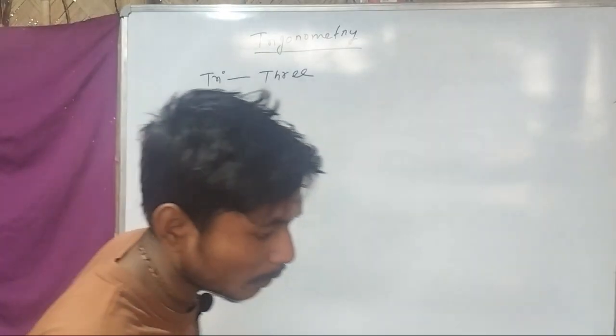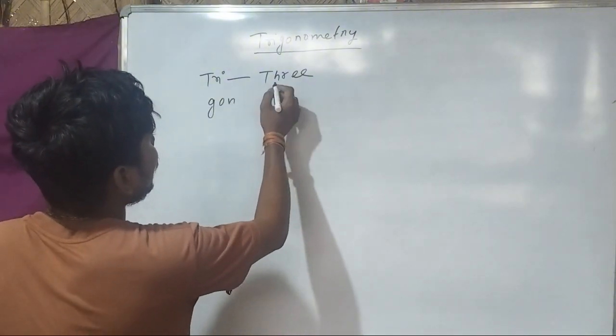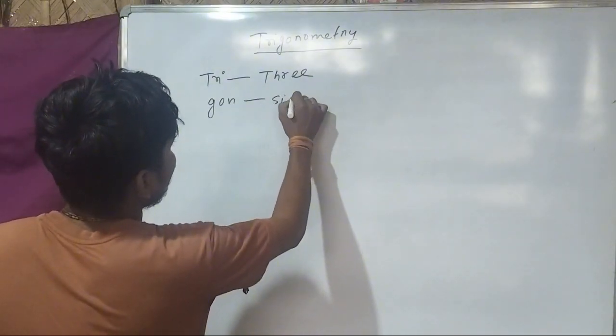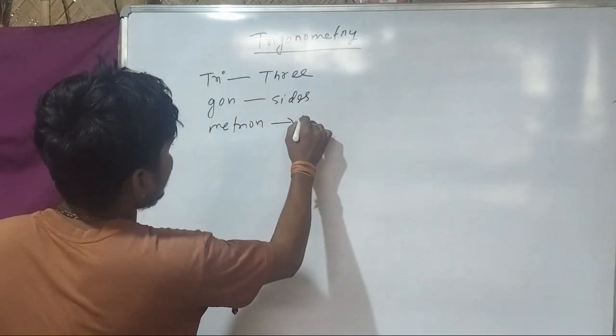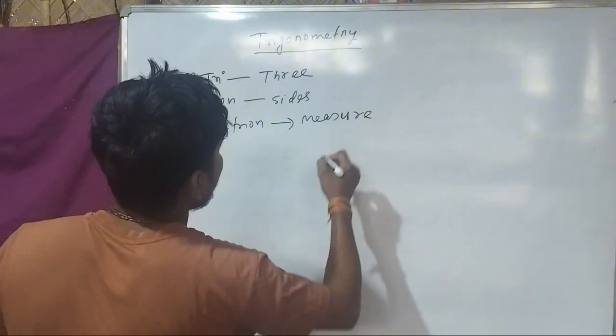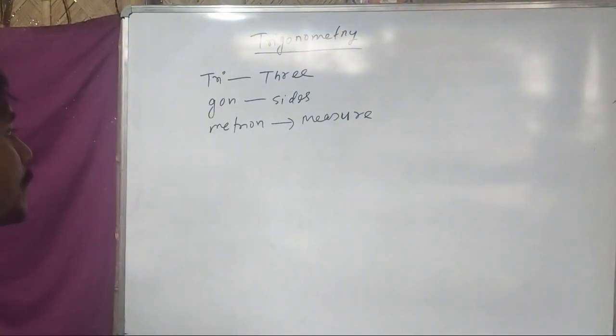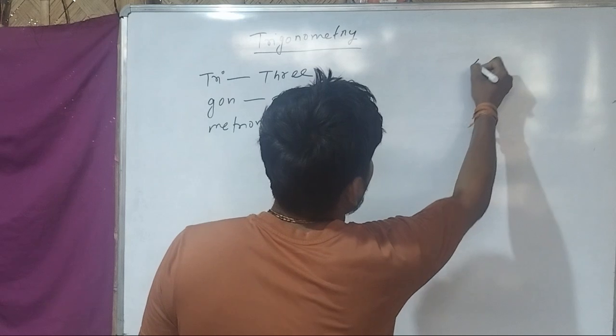Tri means three. Gon means sides. And metron means measure. So trigonometry means three sides measure. We have to measure the three sides and something.